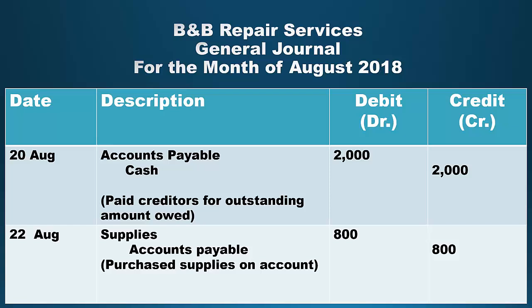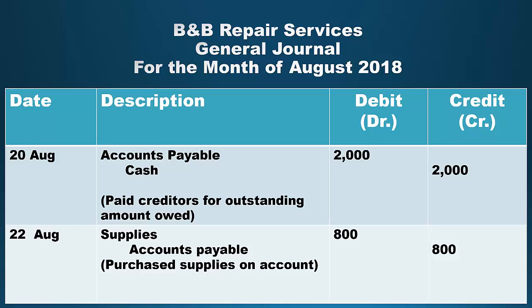August 22nd, purchasing supplies on account. Step 1. What happened? The company purchased $800 worth of supplies. They didn't pay cash at the time of purchase. Instead, the amount is owed to the supplier, meaning it was purchased on account. Step 2. Which accounts are affected?